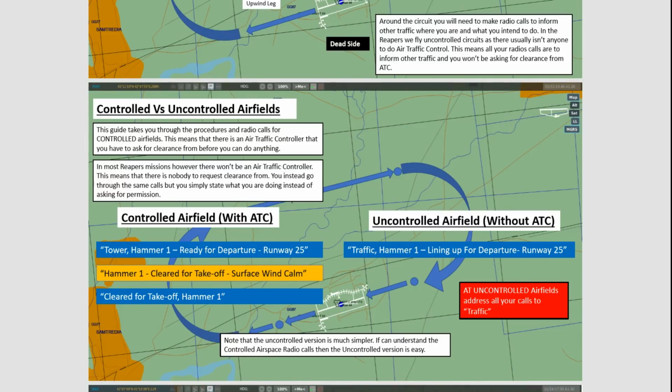You would say, "Tower, Hammer 1, ready for departure, runway 25." ATC would respond, "Hammer 1, clear for takeoff, surface wind calm," and you would obviously read that back. But in an uncontrolled airfield, all you're going to do is state what you're about to do. So, "Traffic, Hammer 1, lining up for departure, runway 25." So you're just saying, I'm going to line up for departure.